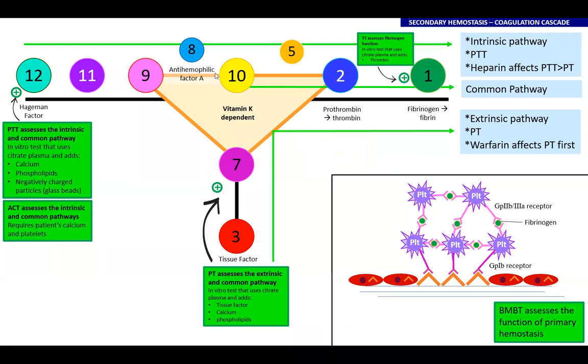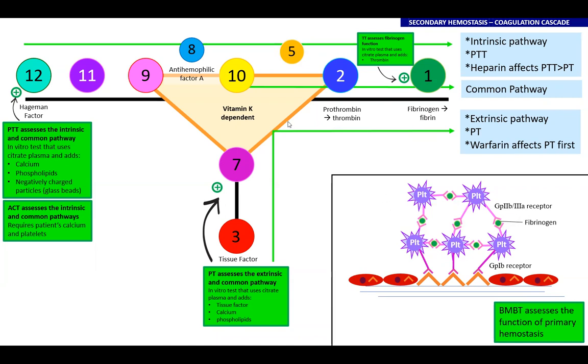Okay, next, if we have any deficiencies of things that are in the common pathway, then you can see that that's part of the extrinsic pathway and part of the intrinsic pathway. So we're going to have prolongation of both PT and PTT. So deficiencies in 10, 5, 2, or 1 are all going to cause prolonged PT and prolonged PTT. But because this is only affecting our secondary hemostasis and our coagulation factors, our primary hemostasis is not affected, so our BMBT is going to be normal.